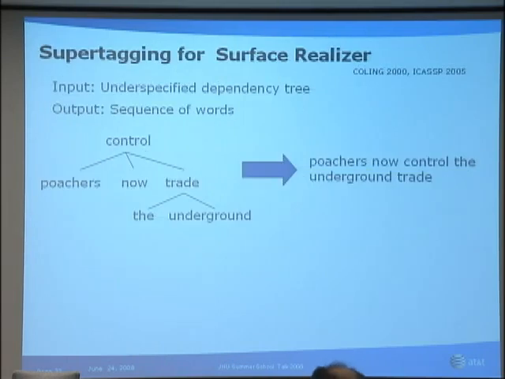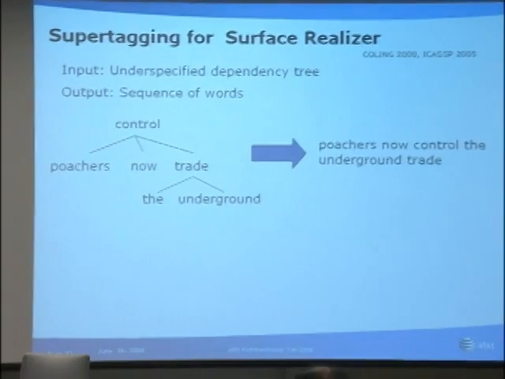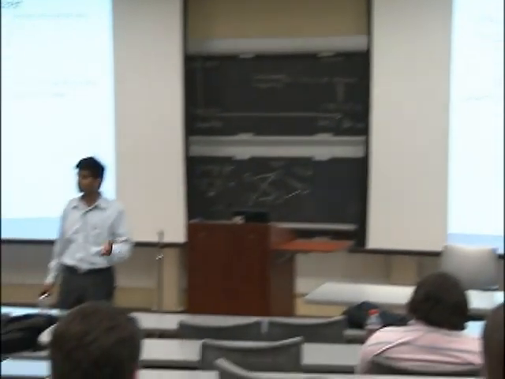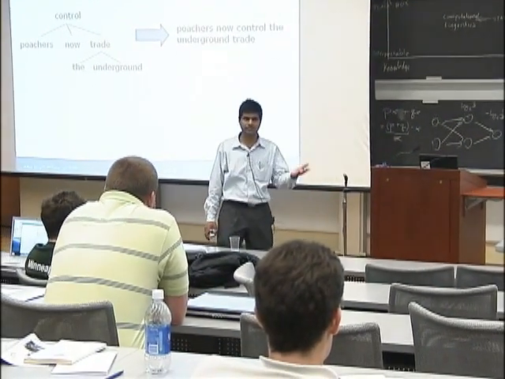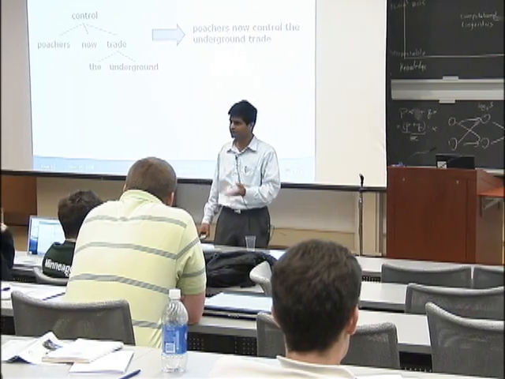Now let's see a different problem, called surface realization. Imagine you're a designer of a dialogue system, a human-machine dialogue system. The machine has to communicate its intent to you. I just took the train this morning. Amtrak has a reservation system where it asks me questions. Where do you want to go to? Where do you want to leave from? What train do you want to take? And so on and so forth.